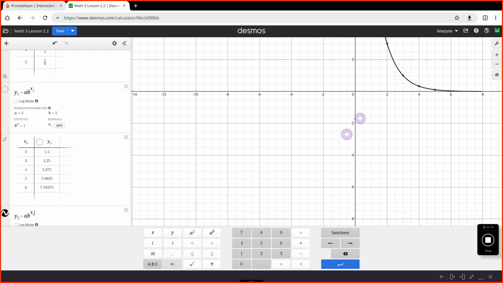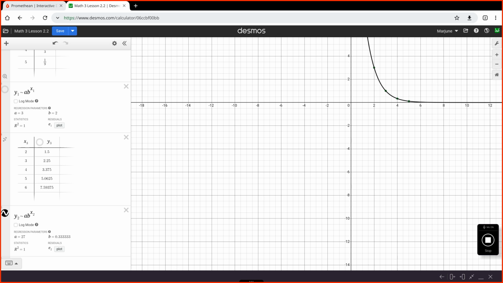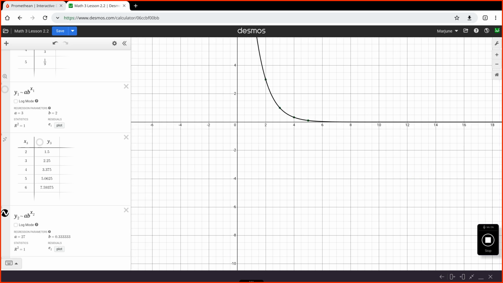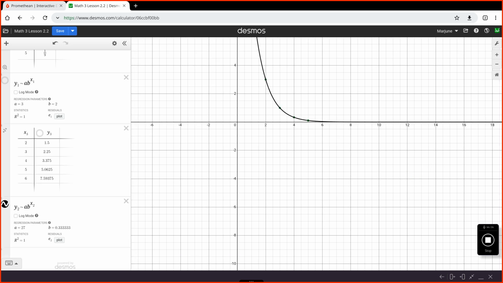But if you have a different subscript, that's fine. Just make sure you use them, whatever is the subscript in your table. Okay, so what are the values? A is 27 and B is 0.333, so on and so forth. But what is the fraction form of 0.333?